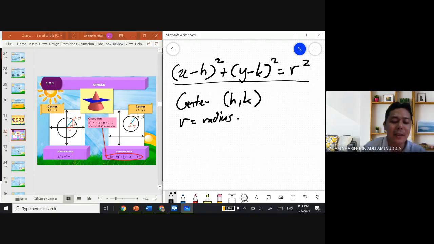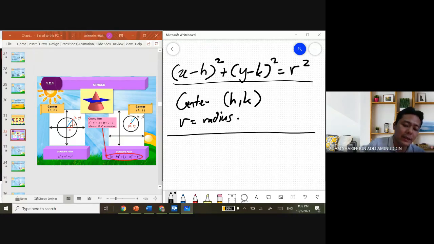You must be familiar with this standard form. If x squared plus y squared equals r squared, it means that the center is the origin (0, 0), because (x minus 0) squared plus (y minus 0) squared equals r squared. But actually it comes from this original standard form, (x minus h) squared plus (y minus k) squared.